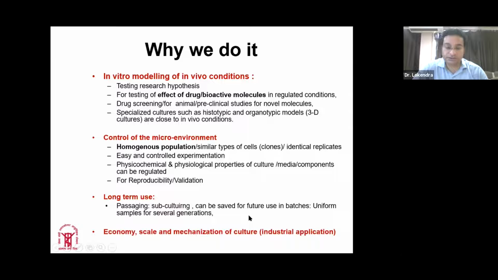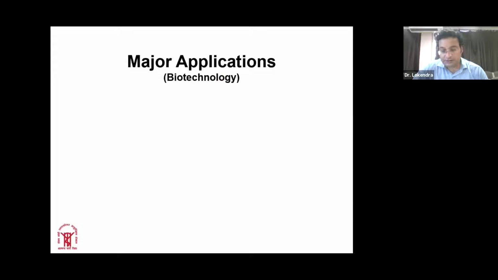Also, since this is a uniform system, and it is very economical, it can be scaled up for production of various bioactive molecules, or you can say recombinant protein. I'll show you in another slide what the applications are. So basically, by using cell culture, you can scale up the studies, or you can use this system for various industrial applications. And the major application is primarily in the area of biotechnology.